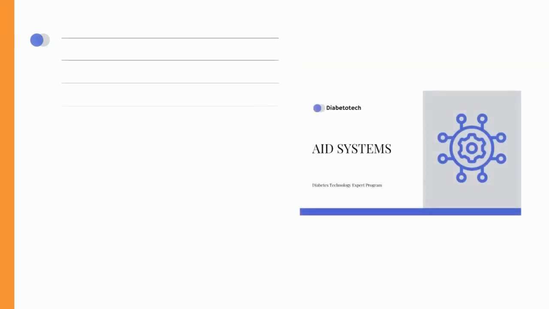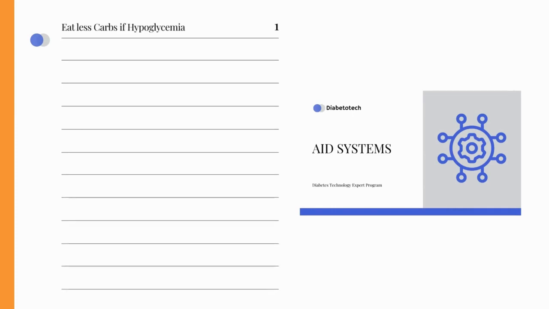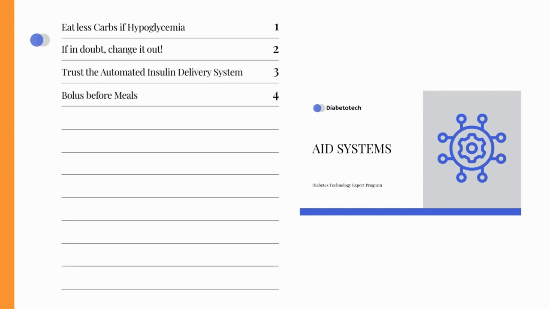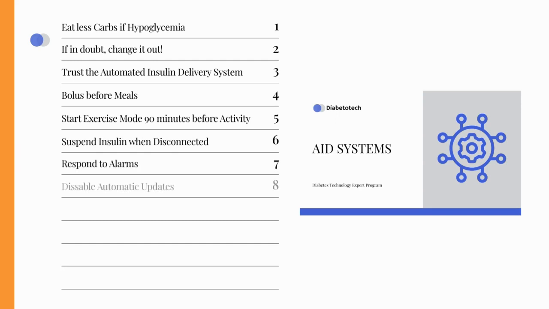The general education points covered were: using fewer carbohydrates to correct hypoglycemia, considering infusion set problems if blood glucose levels remain high without an apparent reason, trusting the automated insulin delivery system and avoiding unnecessary manual interventions, timing meal boluses 15 minutes before meals, utilizing an exercise mode 1 to 2 hours before activity, stopping insulin delivery if the pump is disconnected for more than 15 minutes, responding to alarms and being mindful of automatic updates on mobile phones, seeking peer support for guidance and sharing experiences.